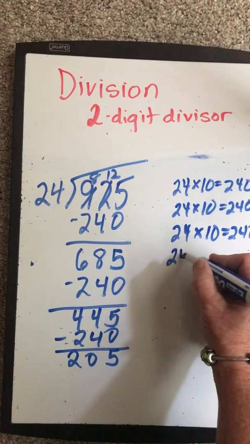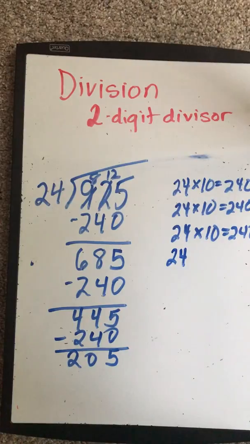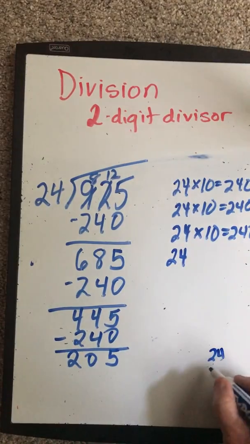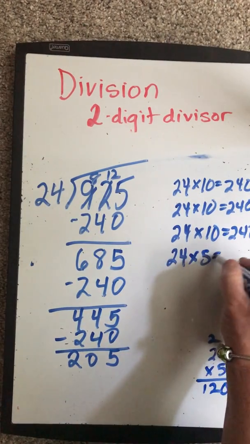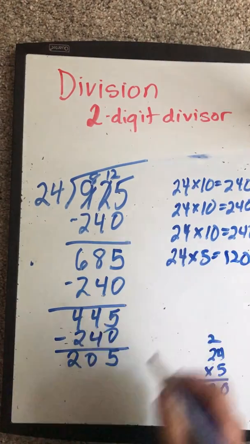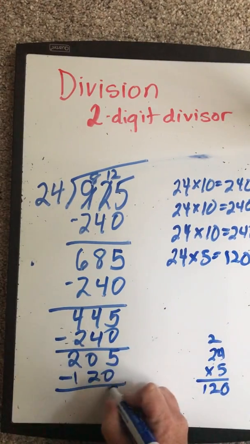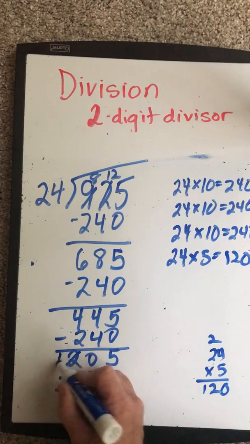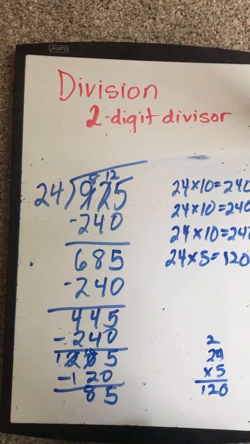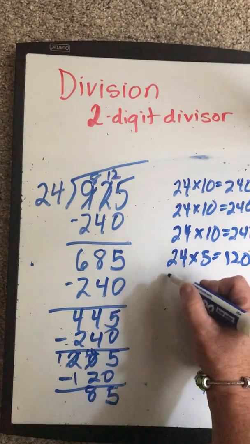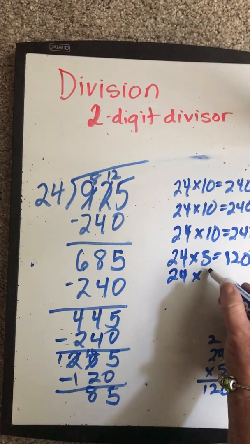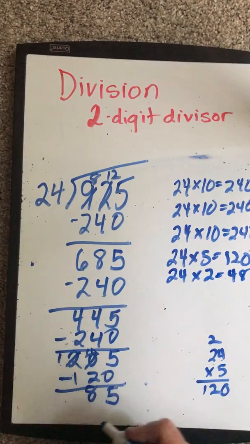So I'm going to have to pick another number. I could do 24 times 5, and I would have to figure out what that is. That's 120. I could do that. I probably could go higher, but I'm just going to stick with that. So subtract out 120. Now I'm at 85. So I can't do 24 times 5 again. I could do 24 times 2, which is 48.